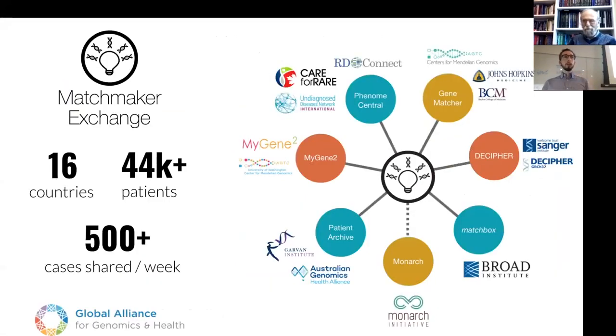The Matchmaker Exchange is one of the driver projects of the Global Alliance for Genomics and Health. It actually started before the GA4GH started, and then we got sucked in as one of the core projects that was driving things forward there. I was the technical lead for the Matchmaker Exchange for a number of years and the liaison between that and the Global Alliance. What we built were APIs to connect a number of different nodes around the world: Genome Central here in Canada, MyGene2, Matchbox and GeneMatcher in different places in the US, Monarch as well, PatientArchive in Australia, DECIPHER in the UK.